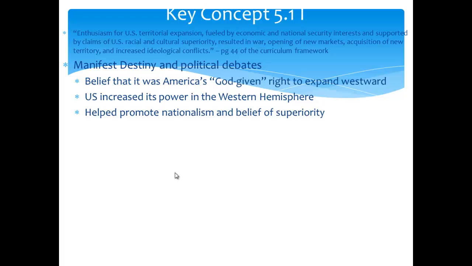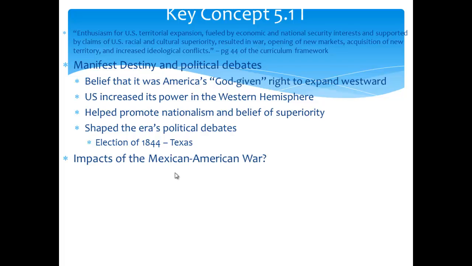This also helped promote nationalism and a belief of superiority, the idea of Manifest Destiny. And it absolutely shaped the era's political debates. This was probably the number one political debate of the 1840s and 1850s. We see this in the election of 1844, specifically with the issue of Texas. And this ultimately cost Henry Clay the election in 1844 because he was flip-flopping on Texas. And James K. Polk was 100% for the acquisition of Texas and Manifest Destiny.